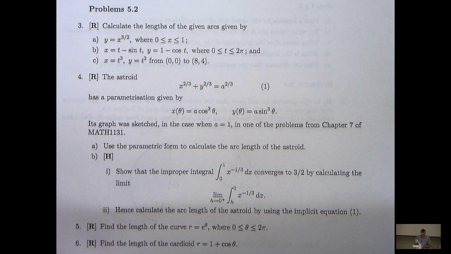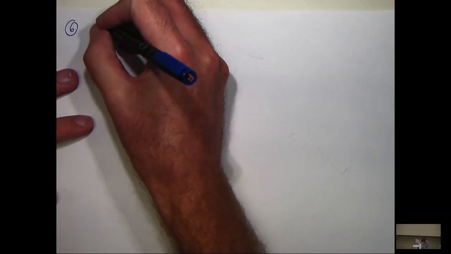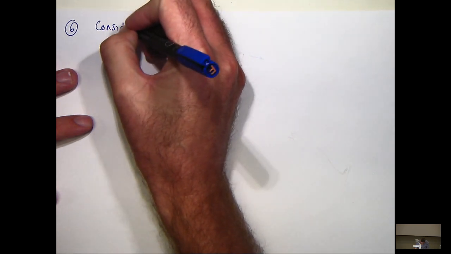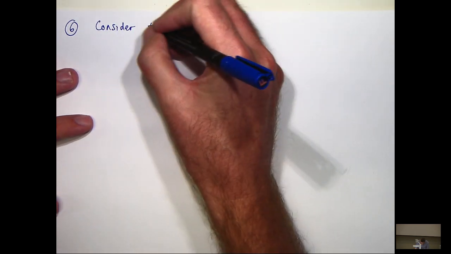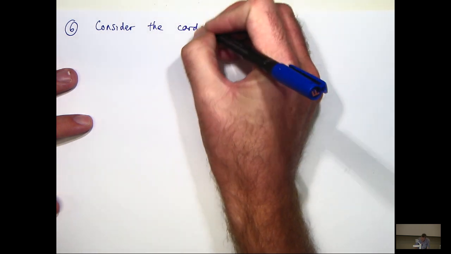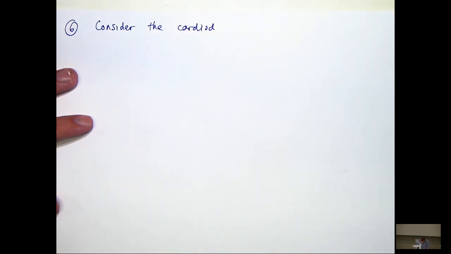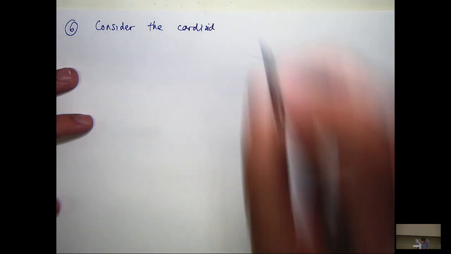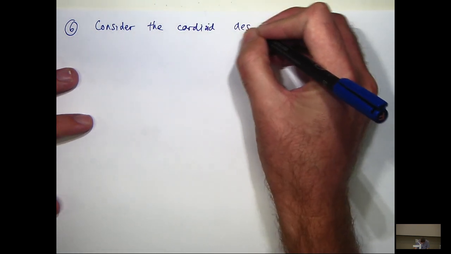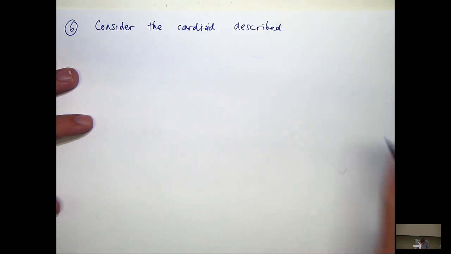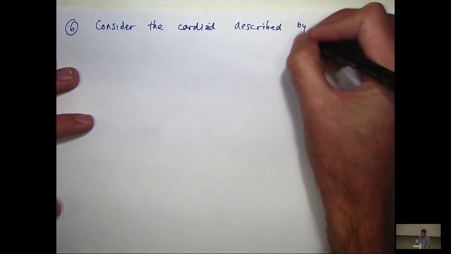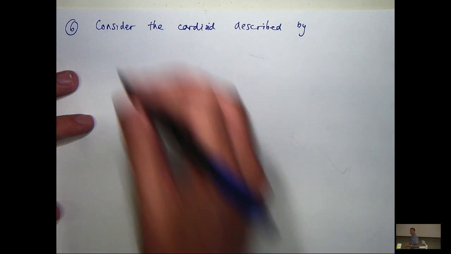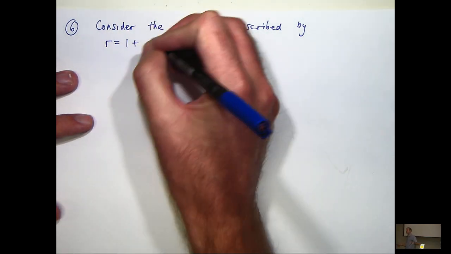Okay, so on to the first problem. The problems today basically are about arc length. So let's have a look. I'm starting at question 6 in chapter 5. So we're going to consider the cardioid described or parameterized by the following polar equation.